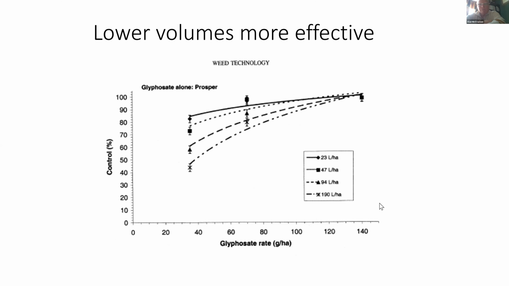Let's look at the middle numbers in the graph. When we look at where the arrows are in the middle, for high volume to have the same control as low volume, it is necessary to use 3 times more glyphosate.